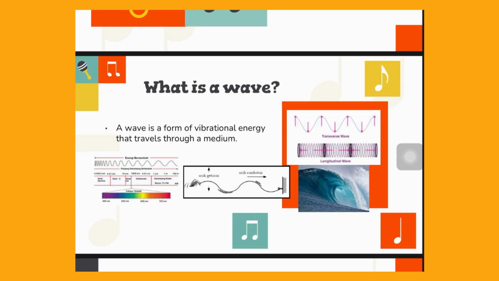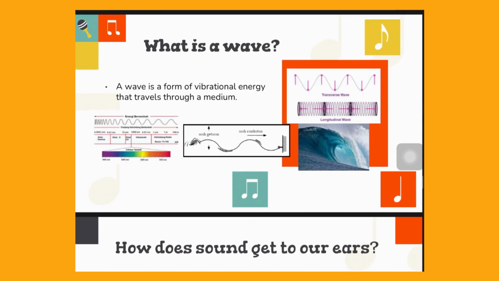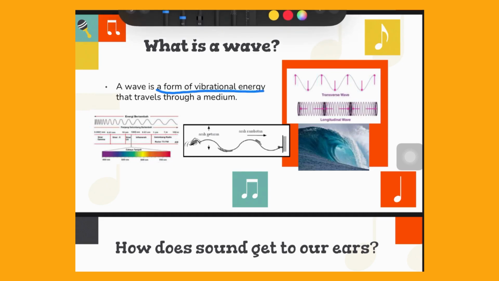Okay, we have learned about vibration. In the vibration, we have identified the amplitude, the frequency, and the period. Now we are going to talk about the wave. So what is a wave? A wave is a form of vibrational energy that travels through a medium. The example here, we have the rope. When it moves, it makes a wave.